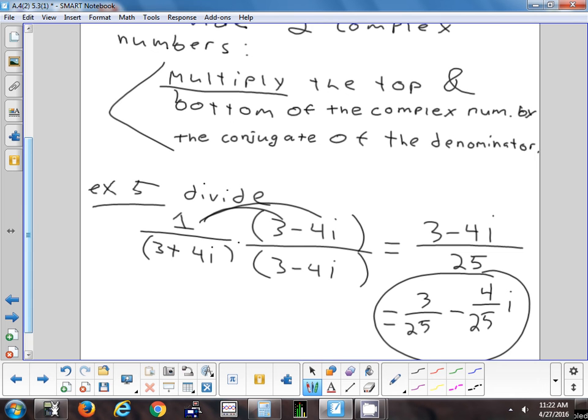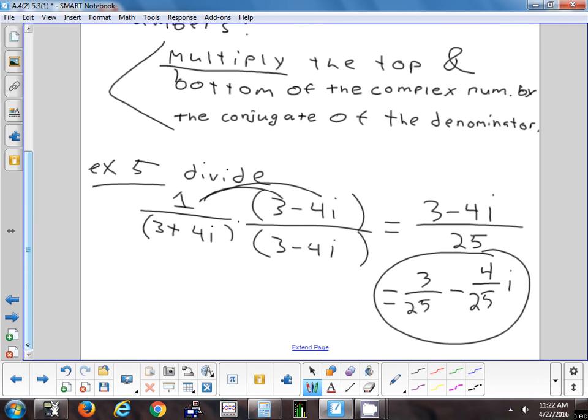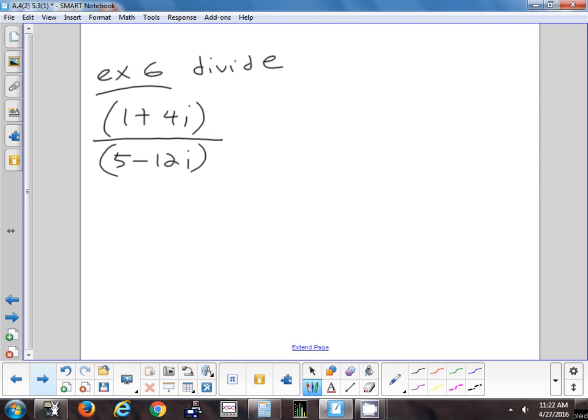All right, so we'll do one more division, and then that'll finish up section A4. This one's a little harder because now in the top, you don't have just a nice real number. You've got a complex number in the top, and you have one in the bottom.